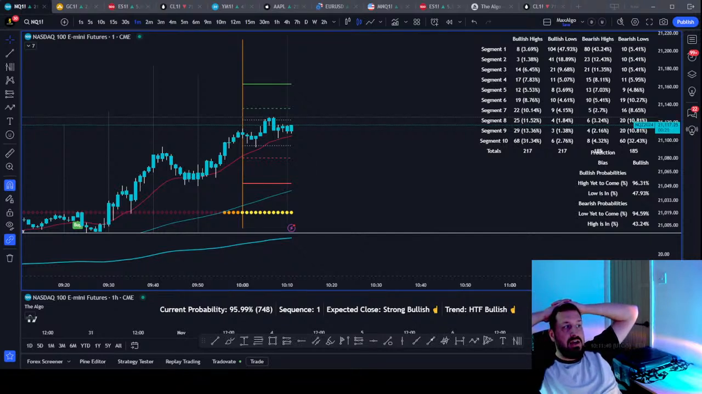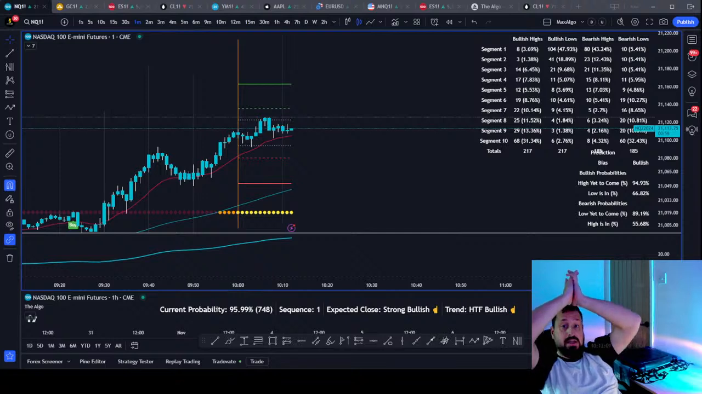So if we take that high now on the next candle, I've got a 60% probability that that's my low.